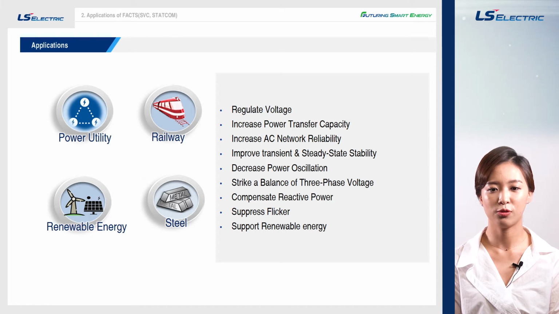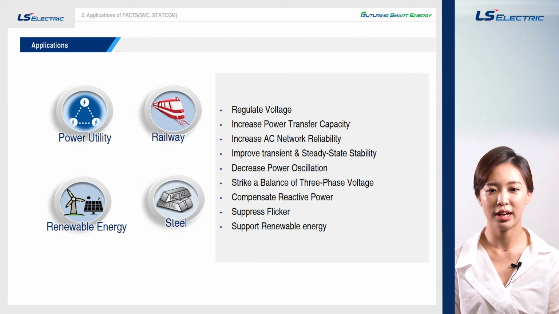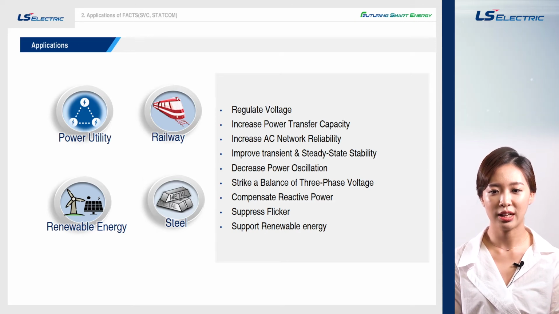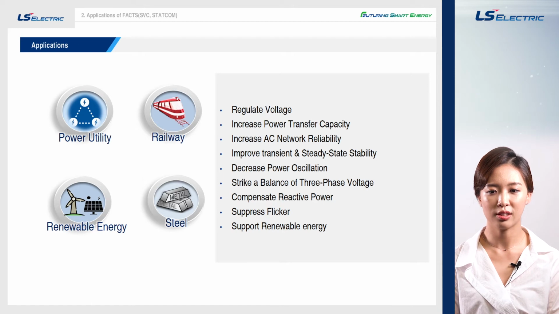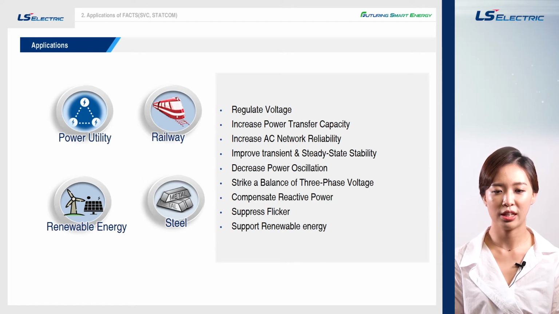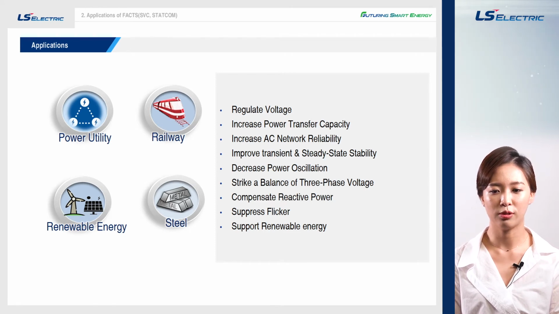All effects are useful for all applications, but the first 4 effects are mostly about power utility, which are regulating voltage, increasing power transfer capacity, increasing AC network reliability, and improving transition and steady-state stability. And the next 3, decreasing power oscillation, striking a balance of 3-phase voltage, and compensating reactive power, are related to the railway system. For flicker operation, this is about steel companies, and as you may know, the last one is for renewable energy.